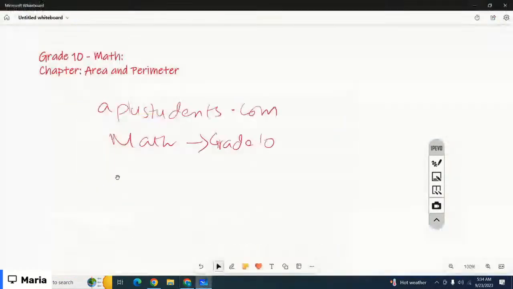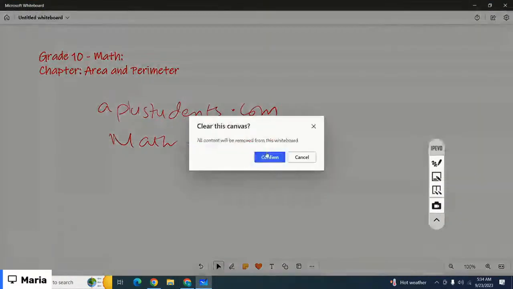Okay, let's start with the lesson perimeter. Whenever you are given a shape, you have to calculate the perimeter of the shape. How do you calculate the perimeter? Perimeter is actually the closed boundary of a shape, right?